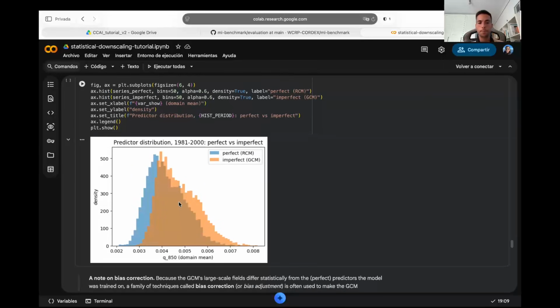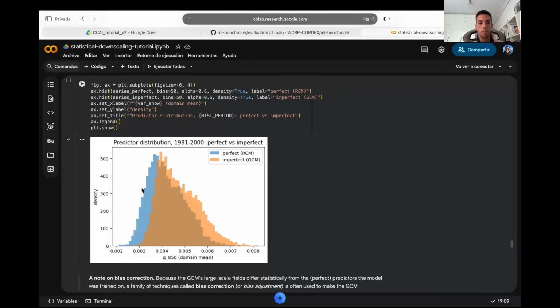Actually here, what you can see in blue is the PDF, the distribution of a predictor from the observational dataset used for training the model, and in orange is that same variable but simulated by a GCM in the same period.